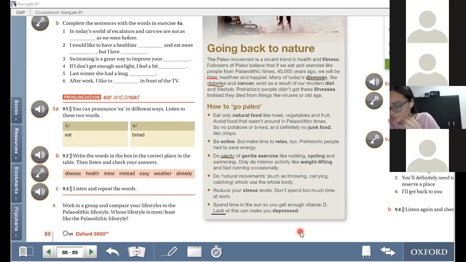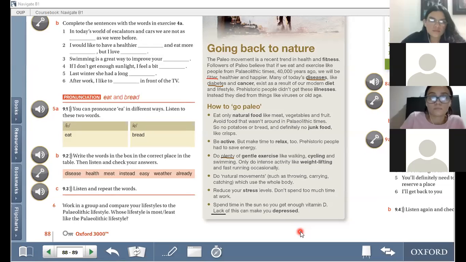Okay, don't worry, dear. I know the pronunciation of some of these words is quite tricky. So pay attention. Do natural movements such as throwing, carrying, catching, which use the whole body. Whole. Body. Okay, good.